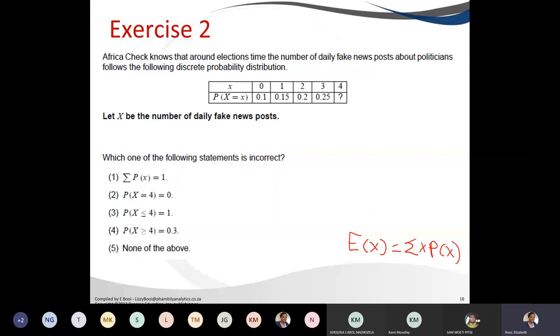And when you are done, those who haven't responded to the first exercise, are you done with this exercise? Others, are you still busy? I'm done, ma'am. Thank you. You can also calculate the expected mean.